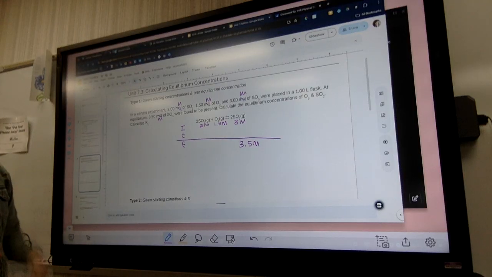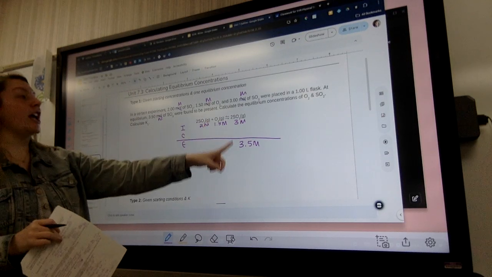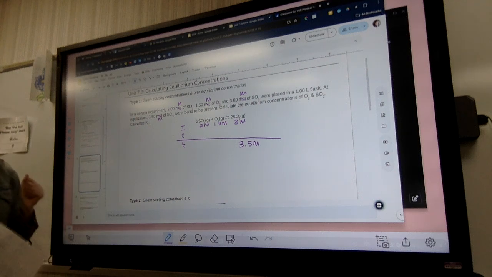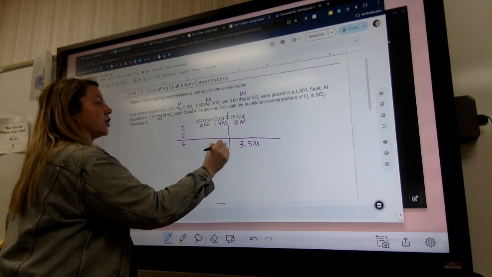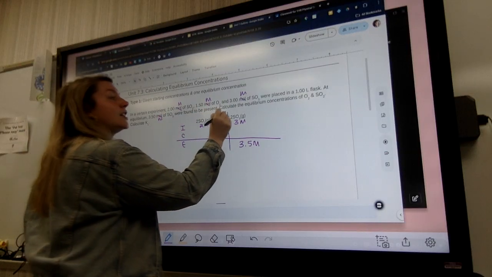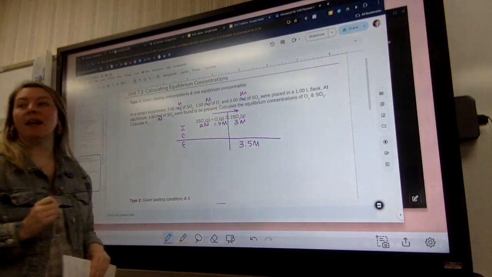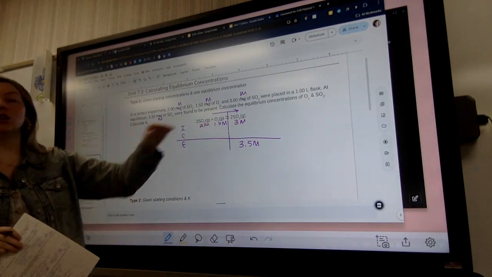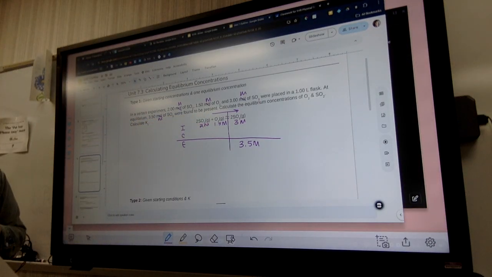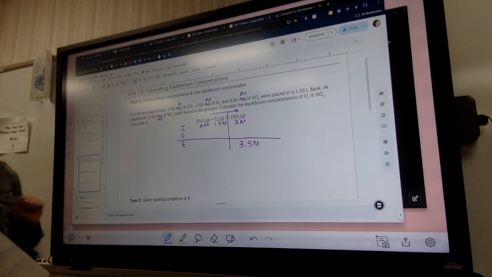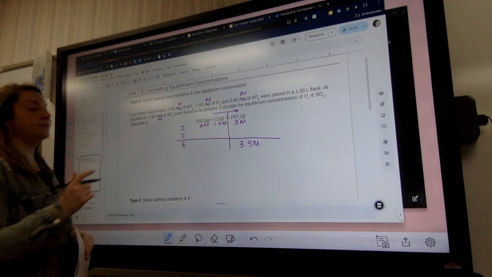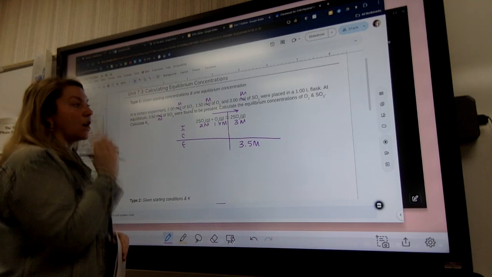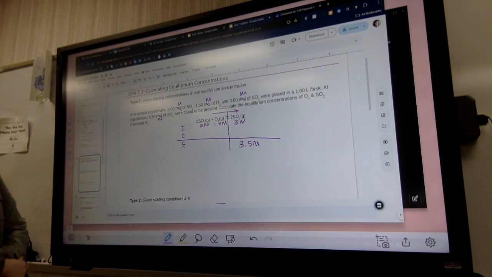So if we look at the change of SO3, did it increase or decrease? It increased, which means we shifted this direction in order to make more products. So this reaction at the initial, if we were to calculate it, our Q would be less than K. It needs to catch up, so it needs to go forward. So now we can do our changes that are occurring.